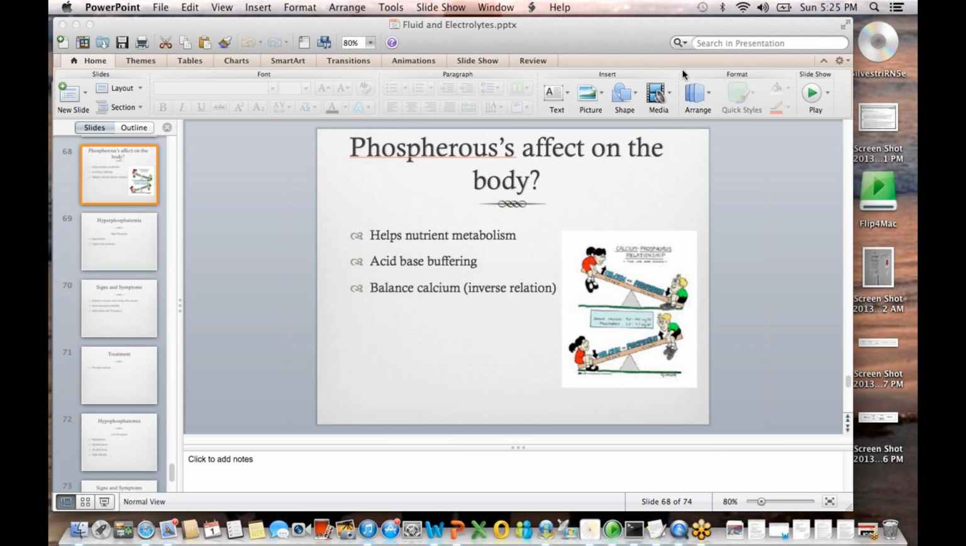So, excuse me. Okay, so phosphorus effects on the body.